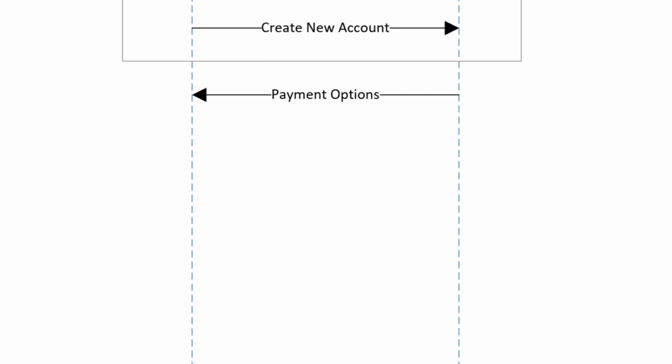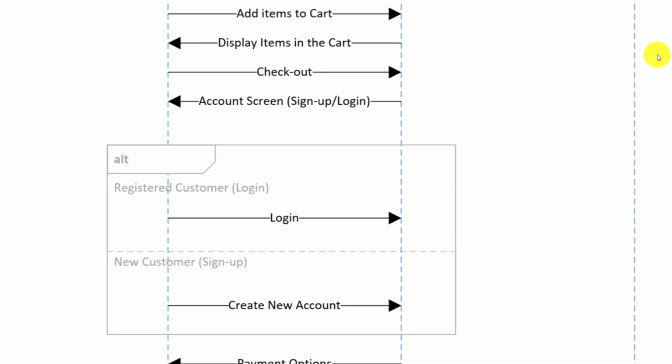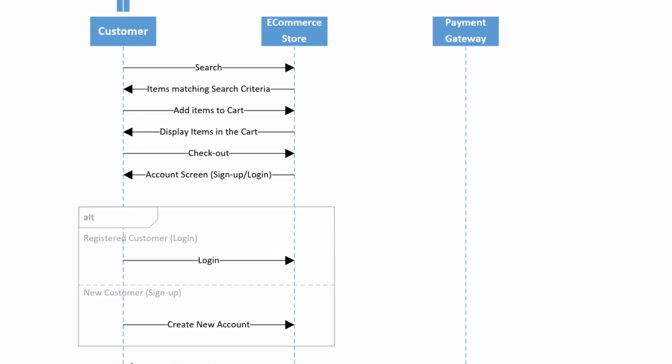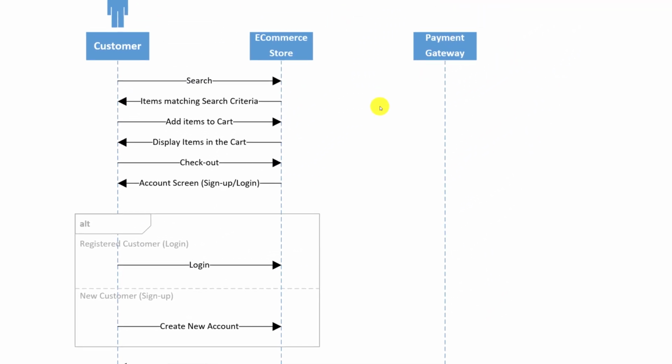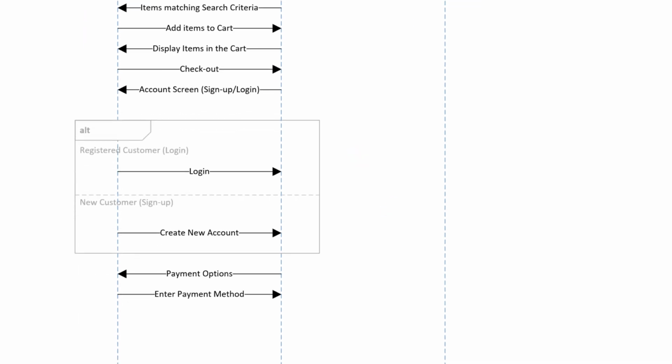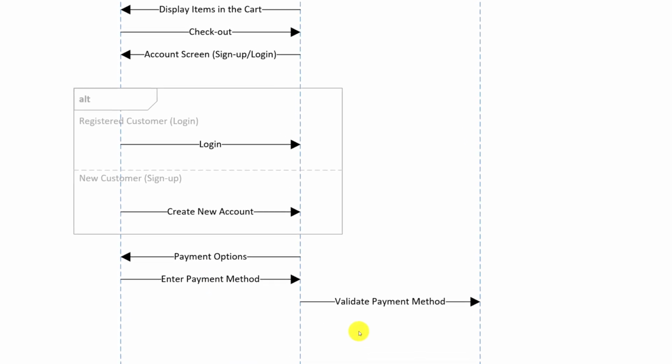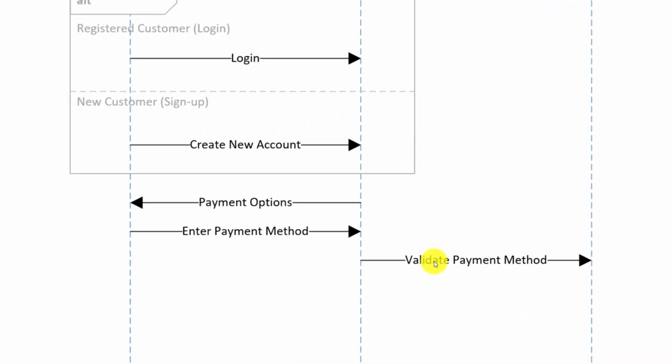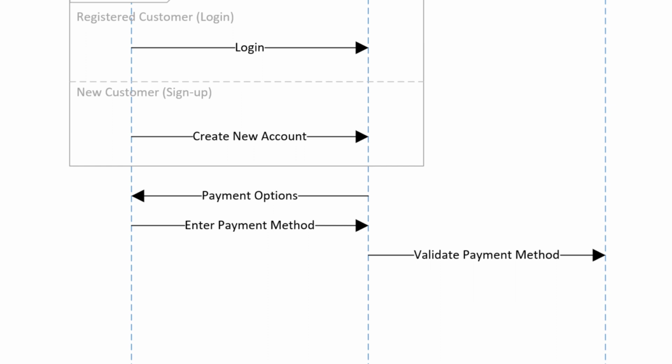At this point, customer should be able to enter a payment method. Once customer has entered the payment method, it needs to be validated with the payment gateway, which is another object in our diagram. And so far, this object didn't get any actions and didn't receive any messages. After customer enters the payment method, the e-commerce store will send a message to the payment gateway to validate the payment method.